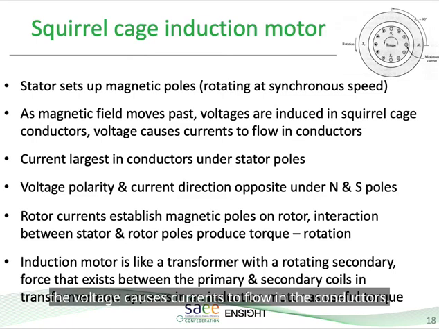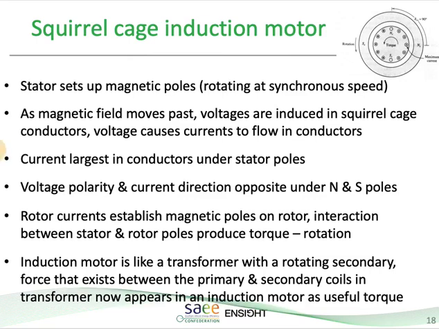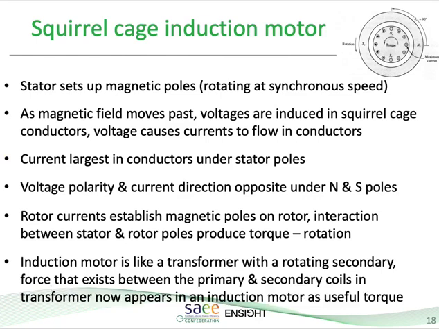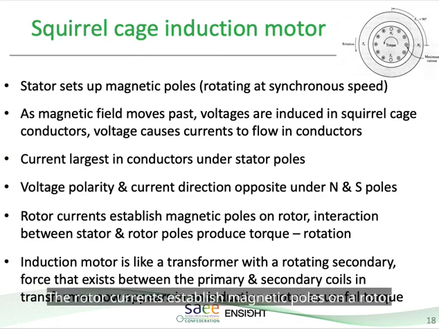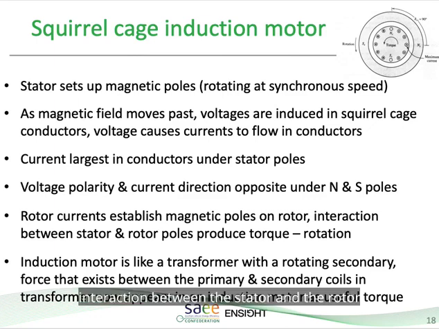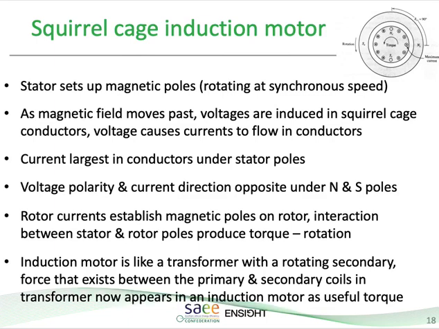The voltage causes currents to flow in the conductors. The current is largest in conductors under the stator poles. The voltage polarity and current direction are opposite under the north and south poles. The rotor currents establish magnetic poles on the rotor. Interaction between the stator poles and the rotor poles produces torque, which gives us our rotation.